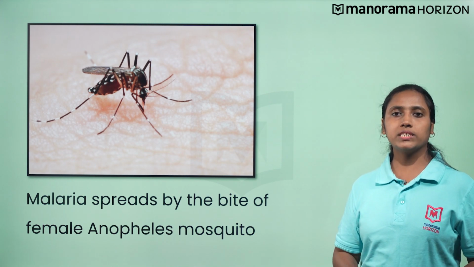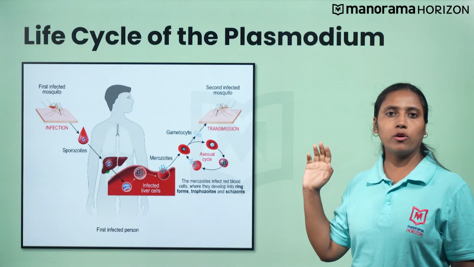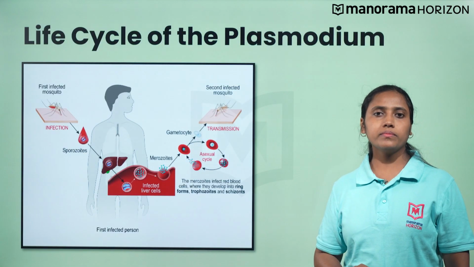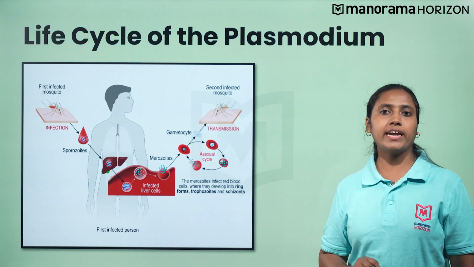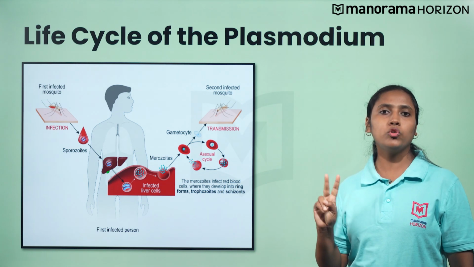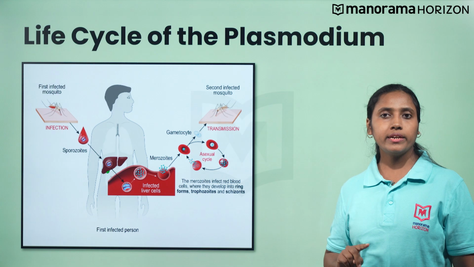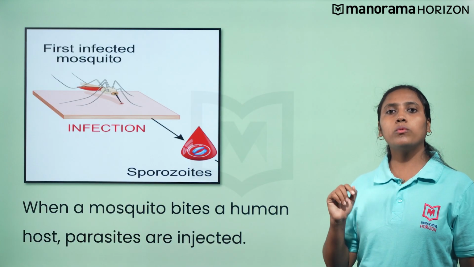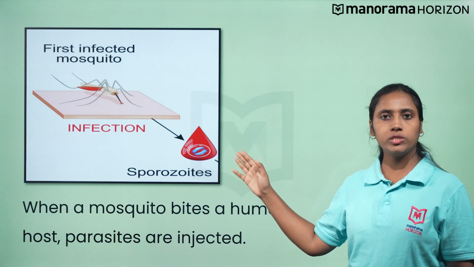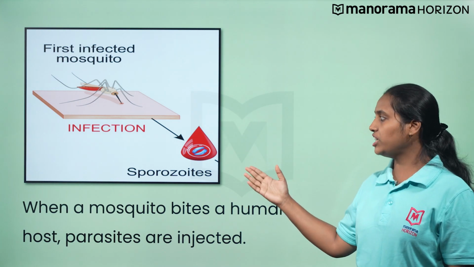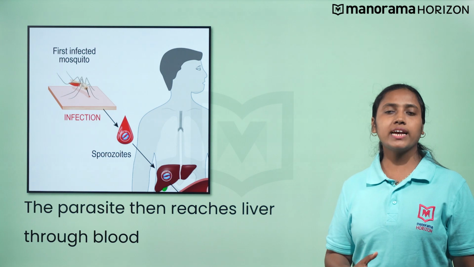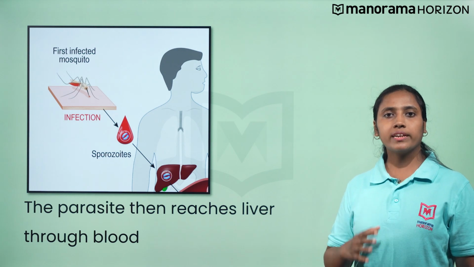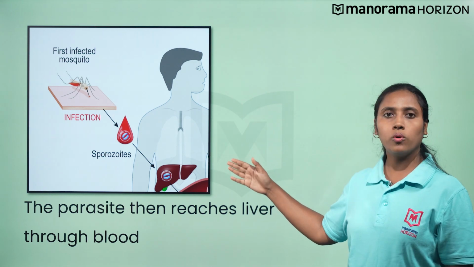Now let us discuss the life cycle of Plasmodium. Plasmodium's life cycle gets completed in two hosts, human and mosquito. Here, when a mosquito bites a human host, parasites are injected. These parasites are sporozoites. They reach the liver through the bloodstream.